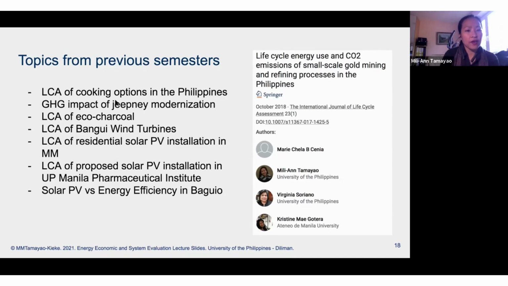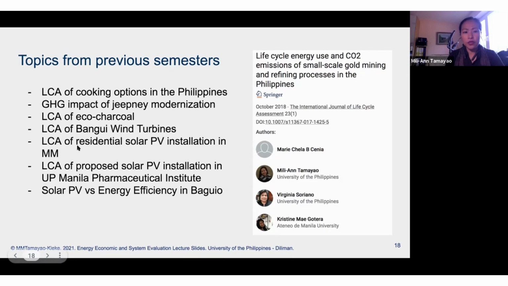Other topics included LCA of cooking options in the Philippines, so stovetop versus cooking stove versus electric and other options. And then you have greenhouse gas impact of chimney modernization. And then somebody also looked at LCA of eco charcoal. One looked at the LCA of Bangui wind turbines in Ilocos Norte. There was one study of residential solar PV installation in Metro Manila.